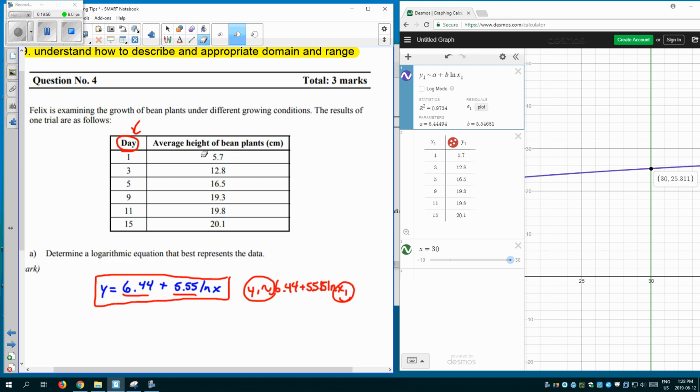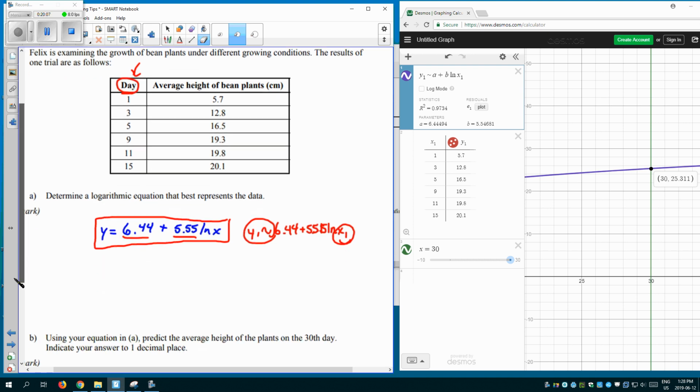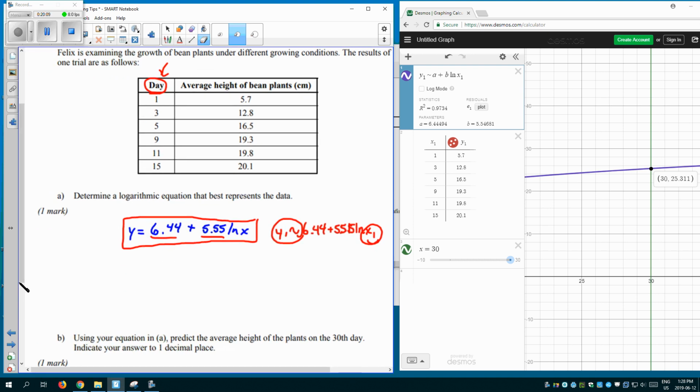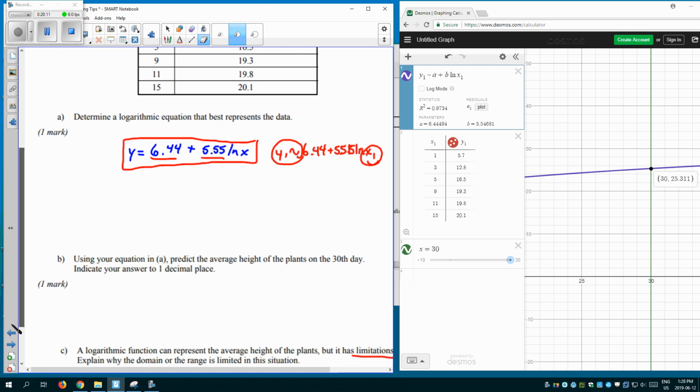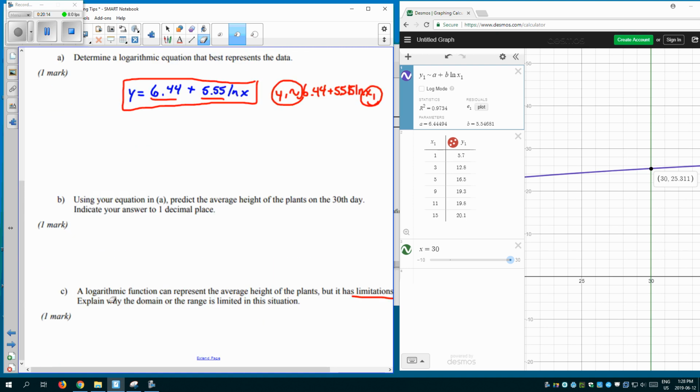And the range is limited for a couple of reasons. You can't have negative height, and you can't have unlimited growth. This is not going to be a plant that will grow and grow forever and ever. It will eventually reach a maximum height. Just like humans will reach a maximum height, we don't get to continue growing into our adulthood, so bean plants are no different. So just be reasonable, just use some common sense.